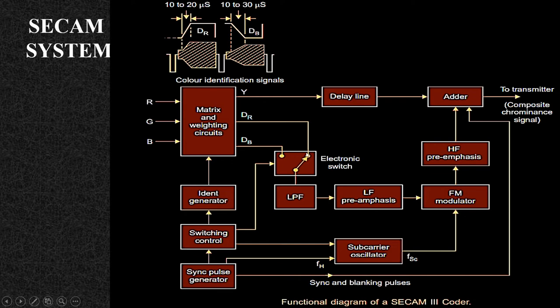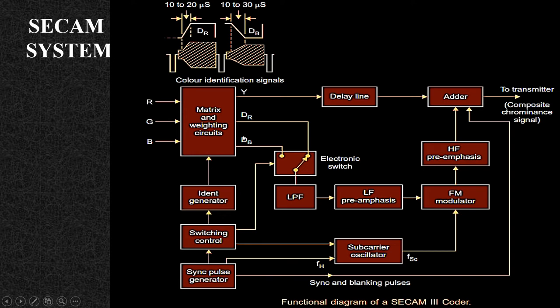Your DR is given, that DR is connected to the switch. Again, you have a switch, and for each of DR or DB you are giving a different carrier signal. You can say this is your subcarrier oscillator. That subcarrier oscillator generates a carrier depending on which frequency comes to it.